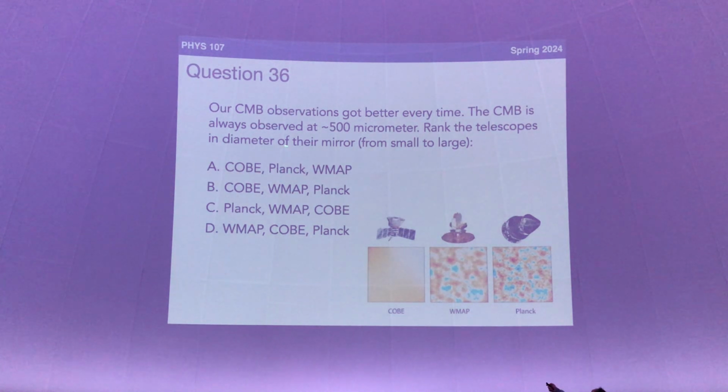Rank the telescopes by diameter. So the further you get, the better you have to make the diameter of the telescope. COBE, Planck, WMAP; COBE, WMAP, Planck; Planck, WMAP, COBE; WMAP, COBE, Planck. Which one is the best order, size-wise? Voting in 1, 2, 3: COBE, WMAP, Planck. Yes, we get better resolution every time with a bigger telescope.